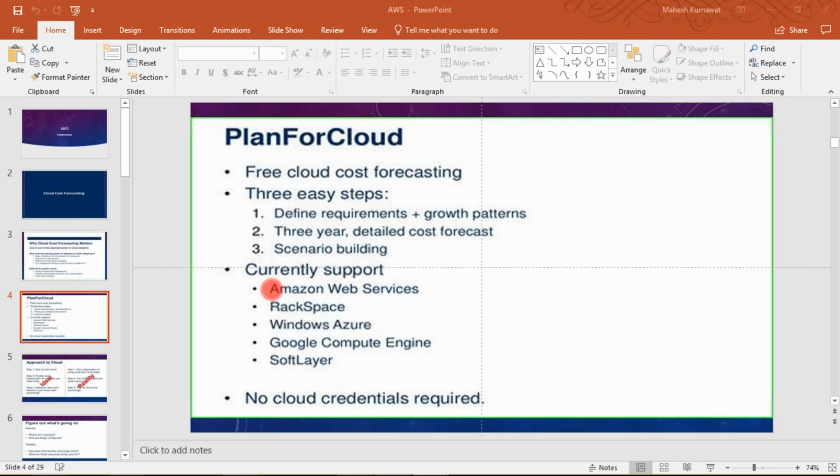And the second thing is that currently supported are Amazon Web Services, Rackspace, Windows Azure, Google Compute Engine, and SoftLayer. So once you are choosing the cloud, the matter of fact is what kind of support you will find, right? Support is also important, because issues happen in the AWS environment or a different environment. So, is there any kind of support provided by your service provider or not?